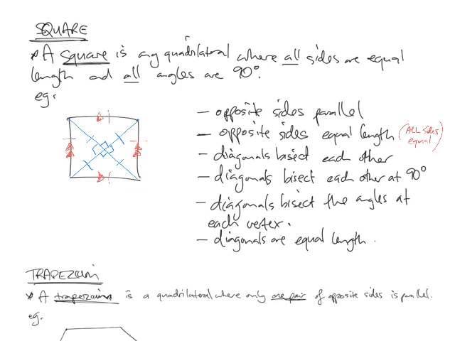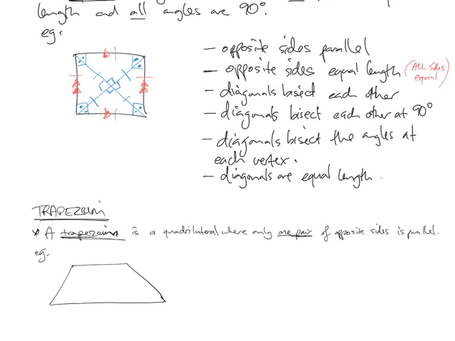The diagonals bisect the angles at each vertex. Now, because the angles at the corners are all right angles as well, and it's the same throughout, these angles are all going to be the same bisection all the way through. So those dots represent the same angle. So that's the special properties of a square.